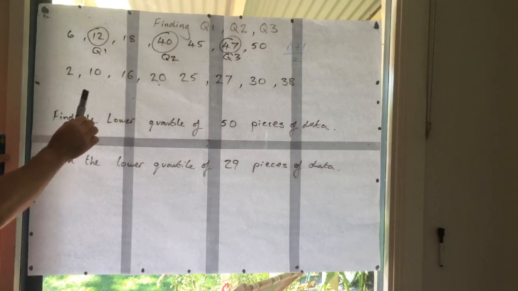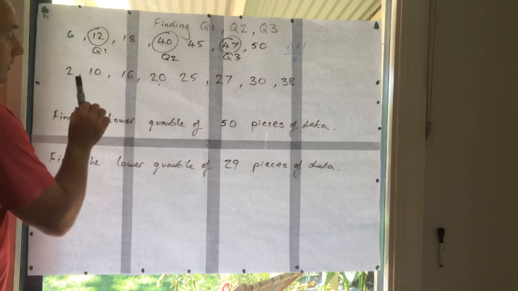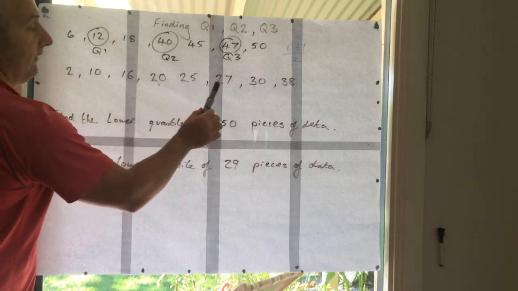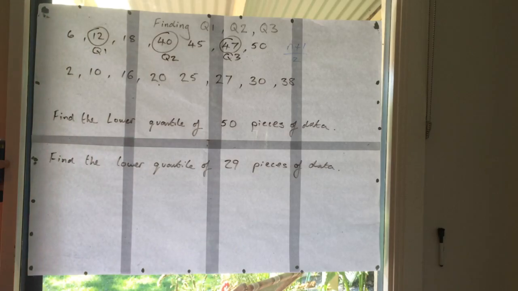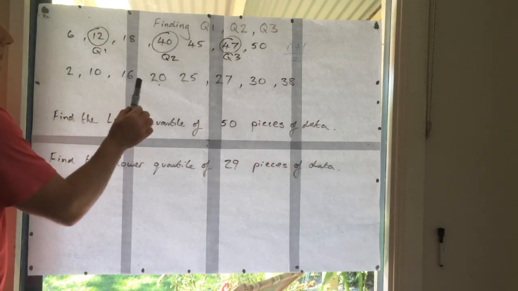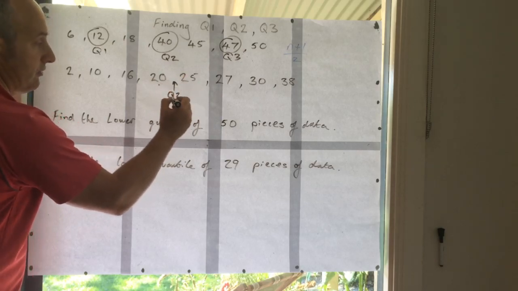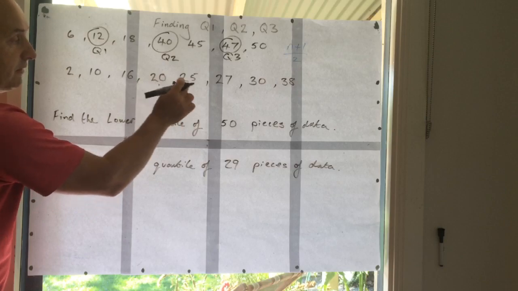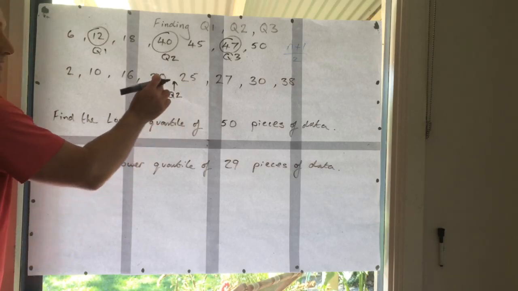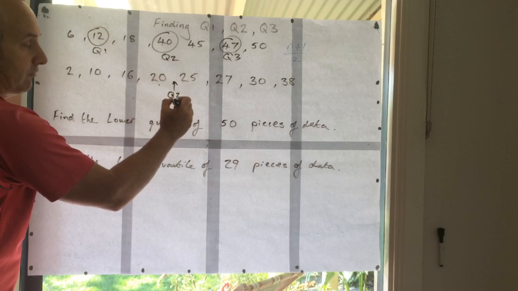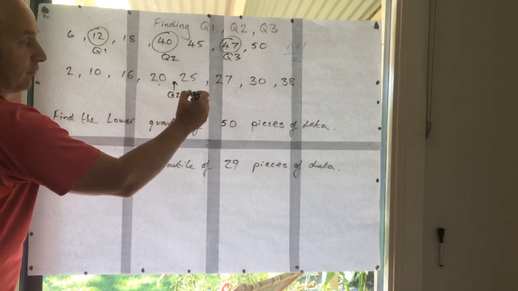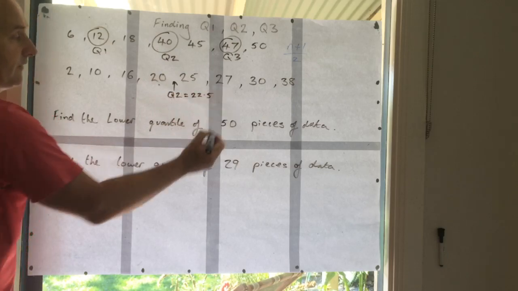Next thing, I'm going to have a go at this question here. I've got now 1, 2, 3, 4, 5, 6, 7, 8 bits of data. I'm going to find the median piece of data. So, 8 plus 1 divided by 2 is 4.5. 1, 2, 3, 4. That there is Q2, which, if I don't know what the middle number is between those 2 bits of data, I add them together and divide by 2. So Q2 in this case will be 22.5.